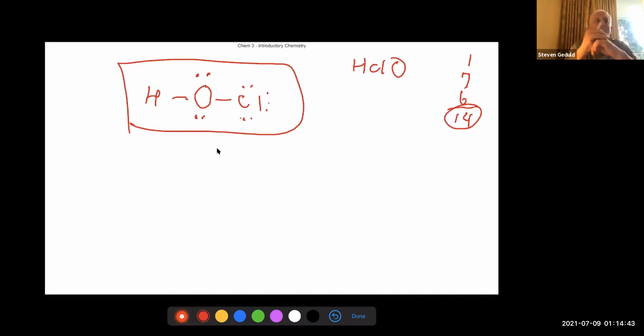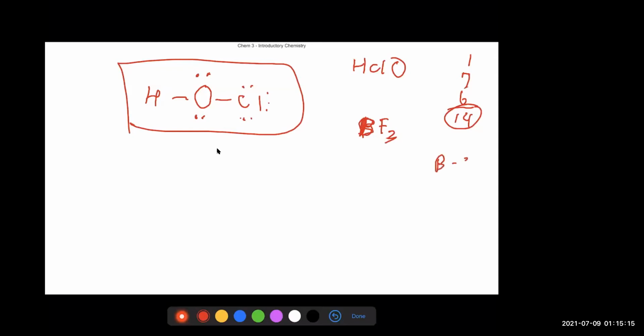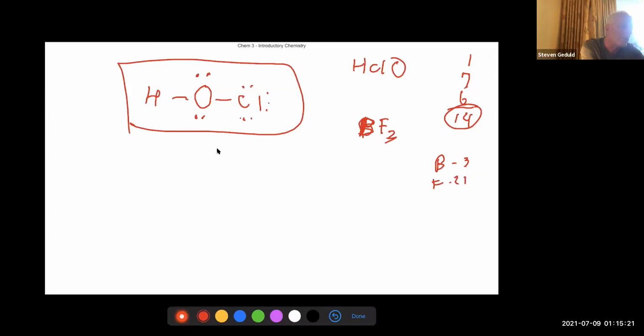Okay. There are always exceptions. You can have a whole book of exceptions to Lewis structures because you just can't create some that don't have electrons. In other words, let's do BF3, boron trifluoride. How many valence electrons? Boron has how many? 3. Fluorine has 7, and you have 3 of them, so 21. So you have 24 valence electrons you have to account for.